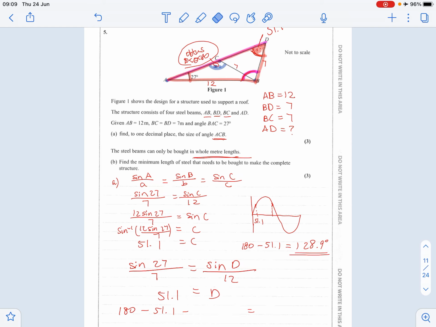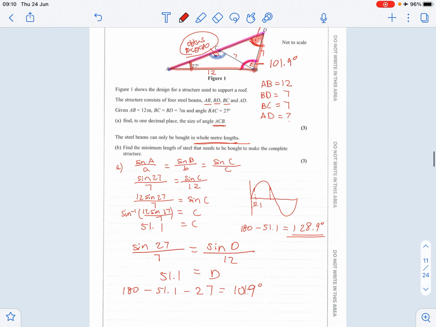Sorry, I just got this slightly wrong. So this triangle here, this angle is 27. So it's 180 minus 51.1 minus 27, which is equal to 101.9 degrees. So we know this angle here is 101.9 degrees.